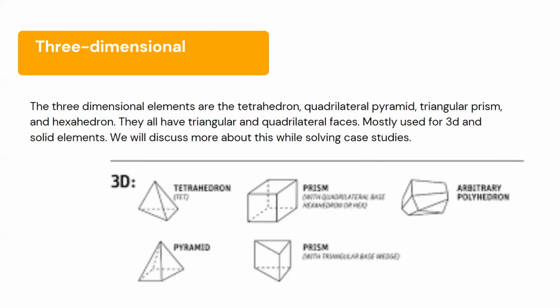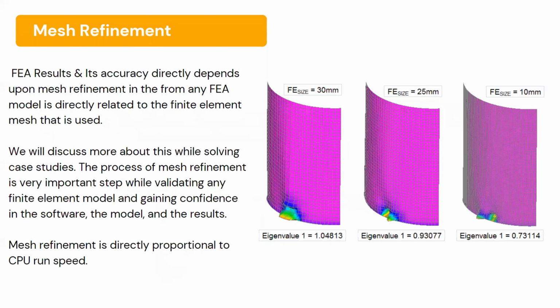What is 3-dimensional? Whenever we have 3D components, like an assembly of components or large assemblies, for 3D meshing we require 3-dimensional elements like tetrahedron, quadrilaterals, pyramids, triangular prism, and hexahedron. These are the element structures and element types. I will explain each of them in detail whenever I start working on ANSYS software, through case studies. Okay.